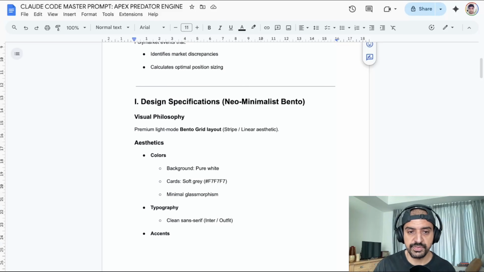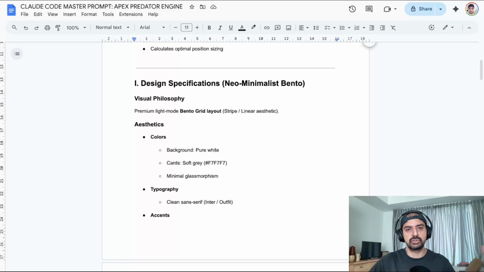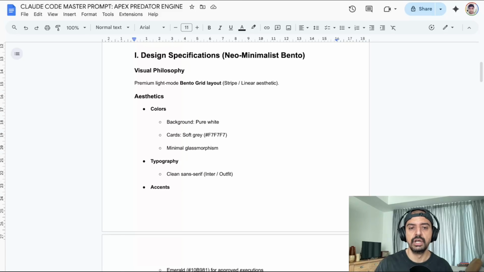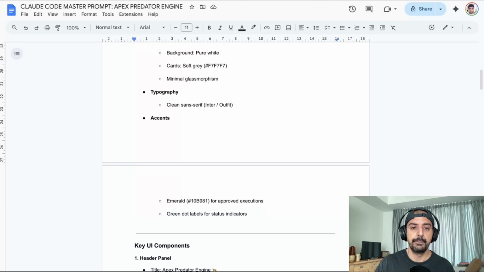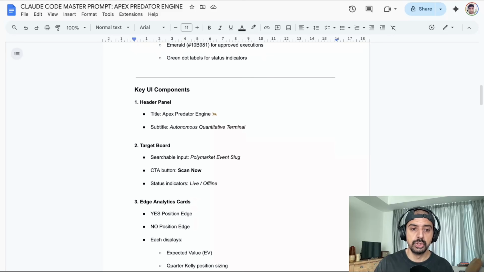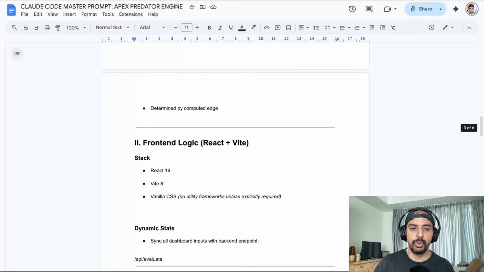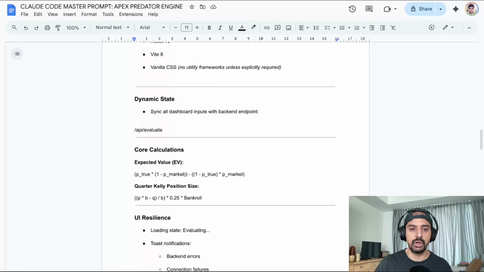Then I've given it design specifications. This is just for the layout, what the screen looks like, right? This is not really that big a deal. You can have it looking basic. It doesn't really matter, right? It doesn't need to look shiny or glossy. This is to help you make trading decisions. But I'll put it in there. I've also included key UI components. But let me skip all that. This is the front-end logic as well. I want to skip all that.